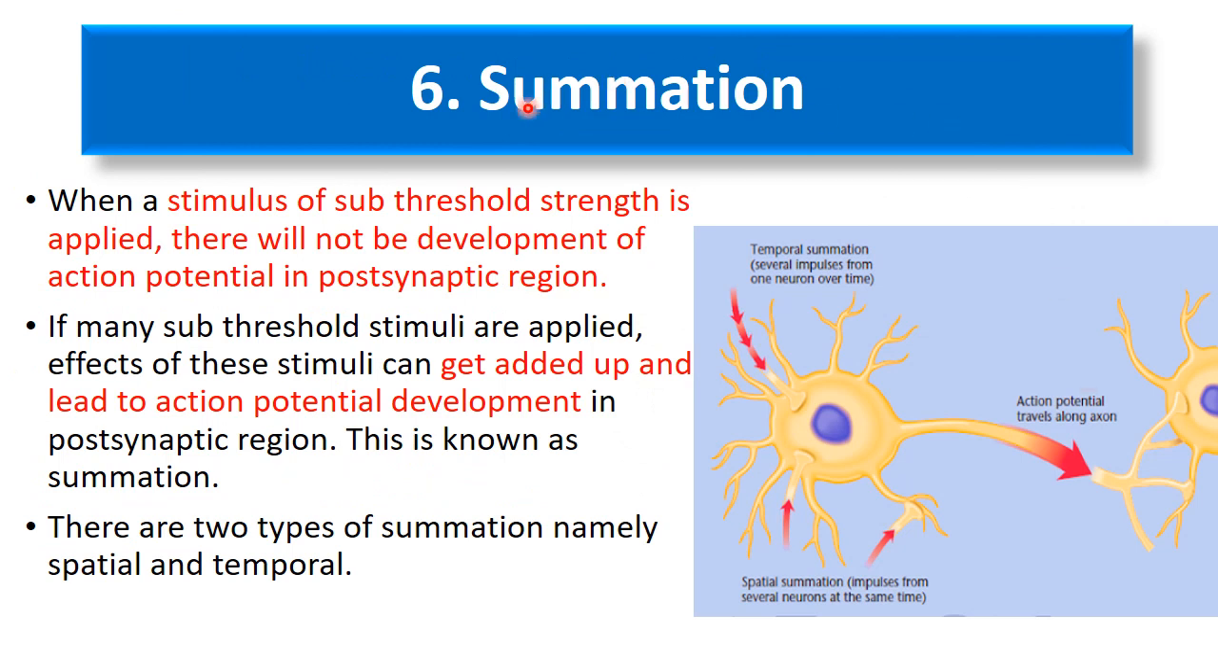Another property is known as summation. Whenever a stimulus of subthreshold strength is applied, there will be no development of an action potential in the postsynaptic region. At least we need a threshold stimulus so that a threshold potential is achieved and an action potential will be generated. But what happens if multiple subthreshold stimuli are applied? These effects will be summated or added up together, and then they can lead to the development of an action potential in the postsynaptic membrane, and this property is known as summation.